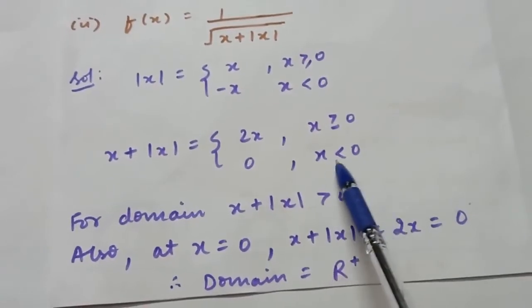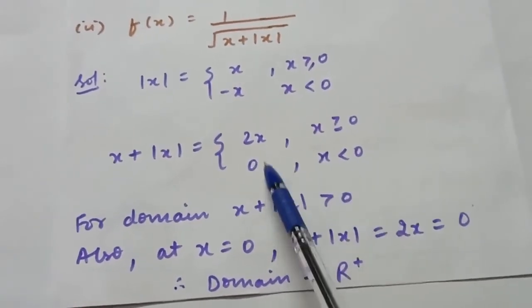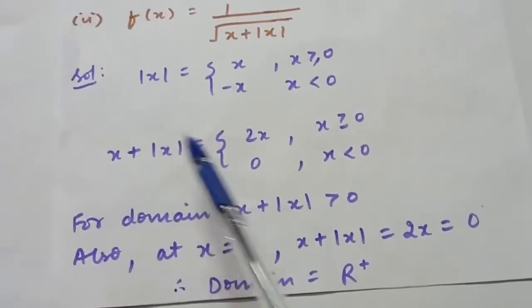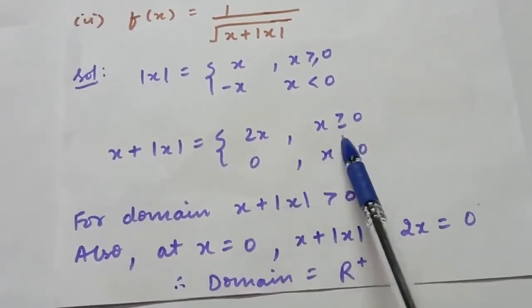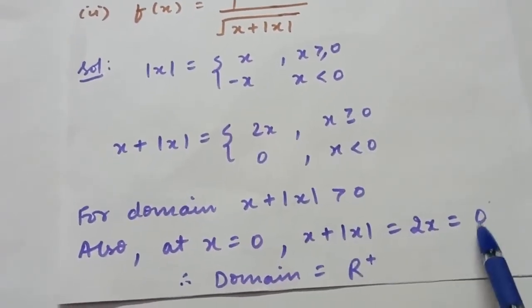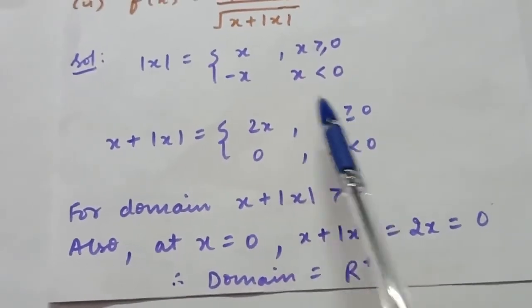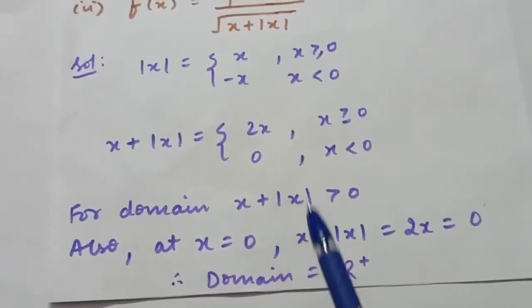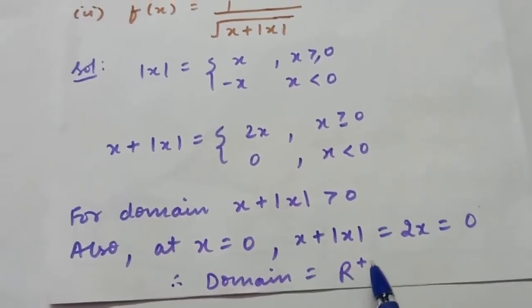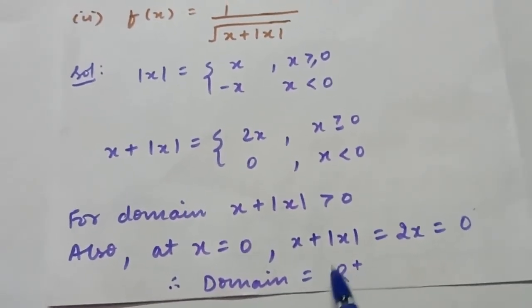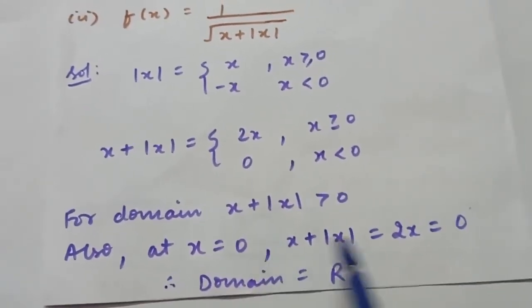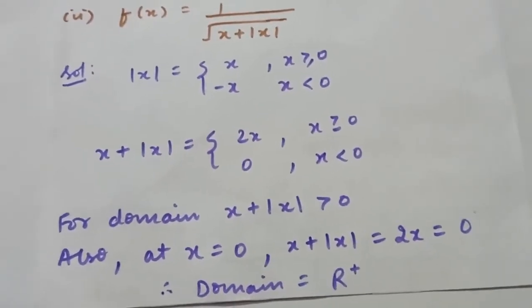Less than 0 numbers we cannot take, because at that value this is 0. At 0 also the value of this is 0. But check, at x equal to 1 the value will be 2. At x equal to 2 the value will be 4. So the domain will be the set of all positive real numbers, right? 0 will not be included, only R plus. Clear?